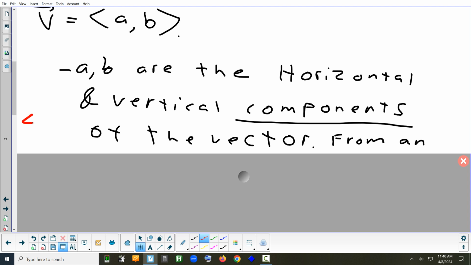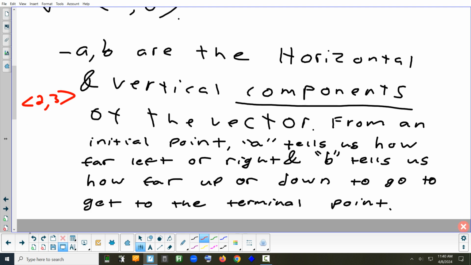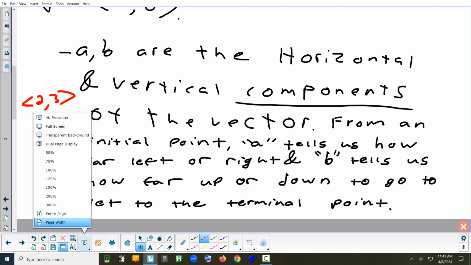You can think of them as directions, like the vector 2, 3. You're going to start somewhere, and you're going to go 2 units to the right, and then you're going to go 3 units up. So A tells you left and right, it's horizontal. B tells you up or down. The positive and negative directions are just like you always would expect. Positive is right and up. Negative is left and down. So let's draw the vector 2, 3 on the next page.